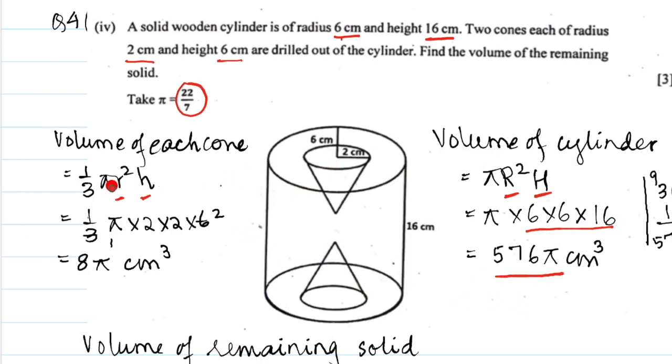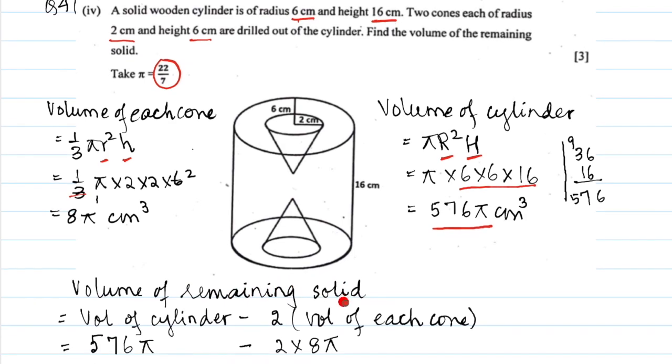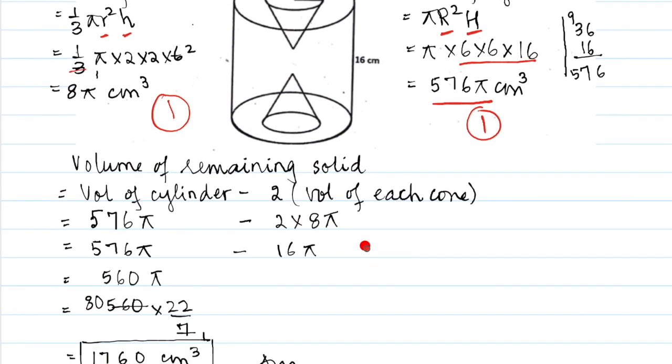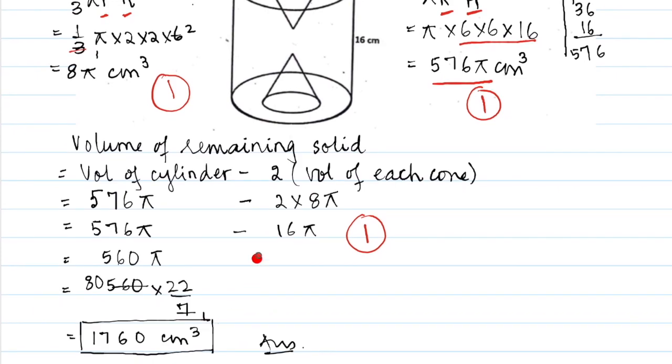For each cone, you will take 1/3 pi r square h, and that will give us 1/3 pi. Radius is 2 centimeter into 2 centimeter into height is 6. So 3 ones are 3 and 3 twos are 6, so you'll have 2 twos are 4, 4 twos are 8, 8 pi centimeter cube. So the volume of the remaining solid, we have 1 mark here and 1 mark for this and 1 mark for doing the subtraction and getting the answer, because subtraction is not a big deal.